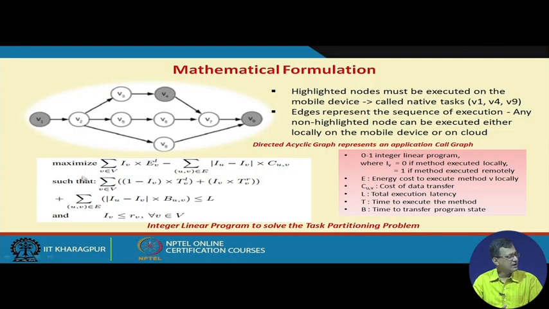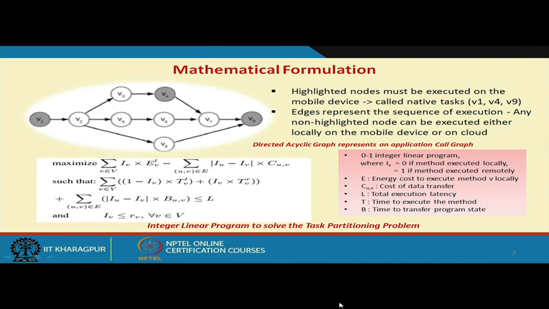And of course, the total execution latency should be less than L. Whatever we do needs to be less than the particular latency L, so that it is within that limit. I also need to look at dependencies: if there is a dependency in the graph, the execution order needs to be respected here also.